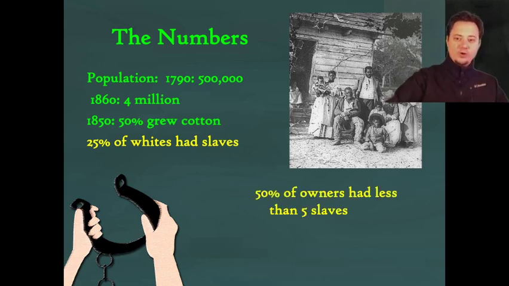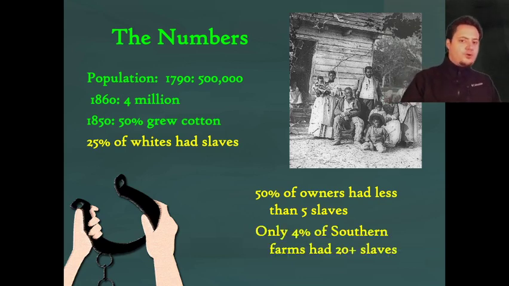It's not actually true. 50% of the people who did own slaves had less than 5. So there's not a huge number of huge plantations where there's hundreds of slaves, that sort of thing. Only 4% of southern farms had 20 or more slaves on them. Only 4%. Now, that's still more than there should have been, but the point is that when people look at the South and go, oh man, everybody was a slave owner and they had these huge plantations and owned all these slaves, that's not actually the case. The numbers are a little different.